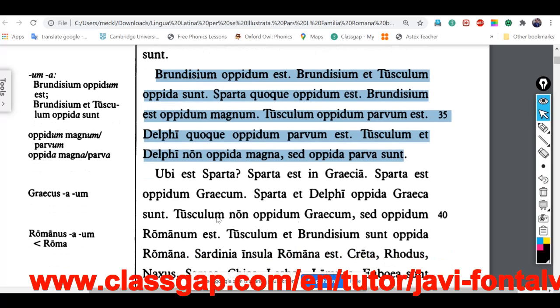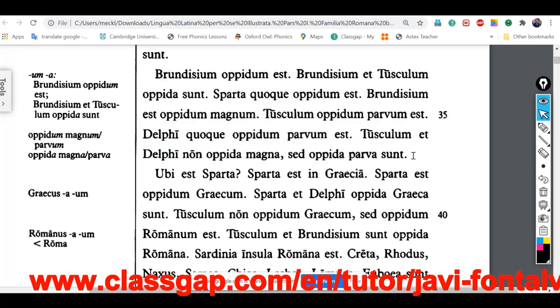Brundisium, oppidum est. Brundisium et Tusculum. Tusculum oppida sunt. Sparta quoque oppidum est. Brundisium est oppidum magnum. Tusculum oppidum parvum est.